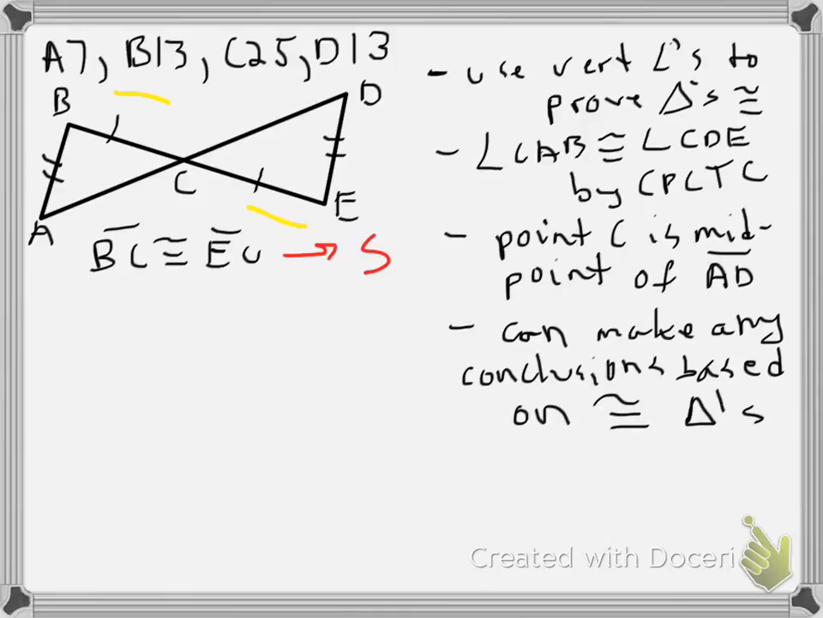Okay? And then we got another set of sides over here, AB and DE. So let's write that down. AB is congruent to ED, and that's a set of S's. And that seems like a really good start. We've got two S's given to us. We just need something else.